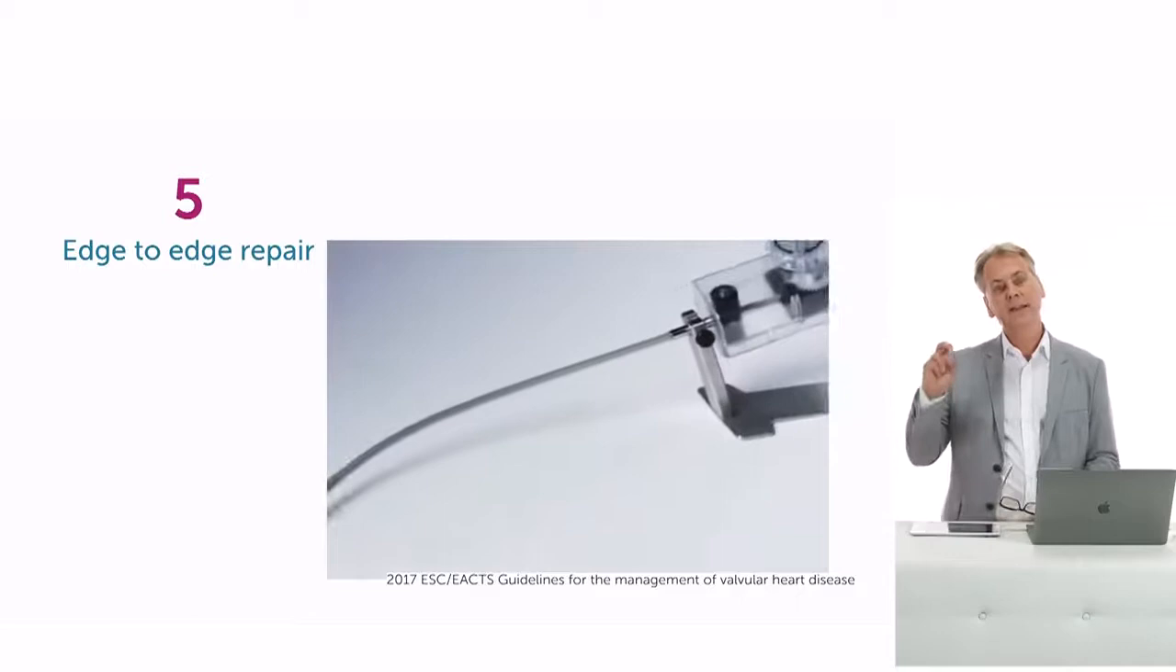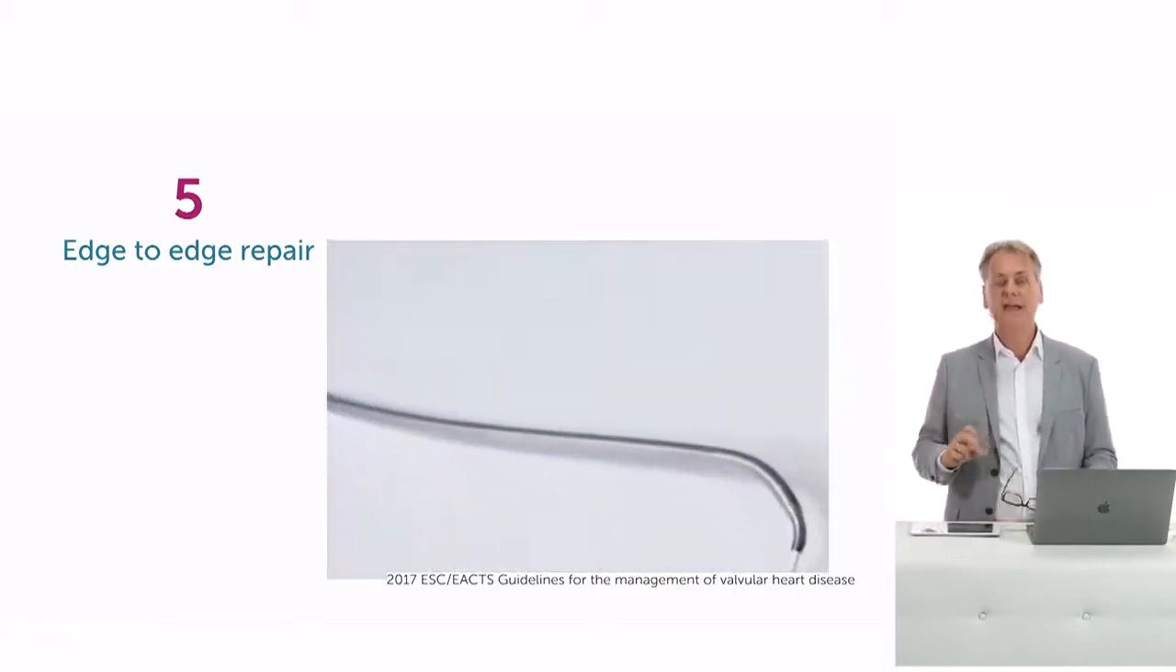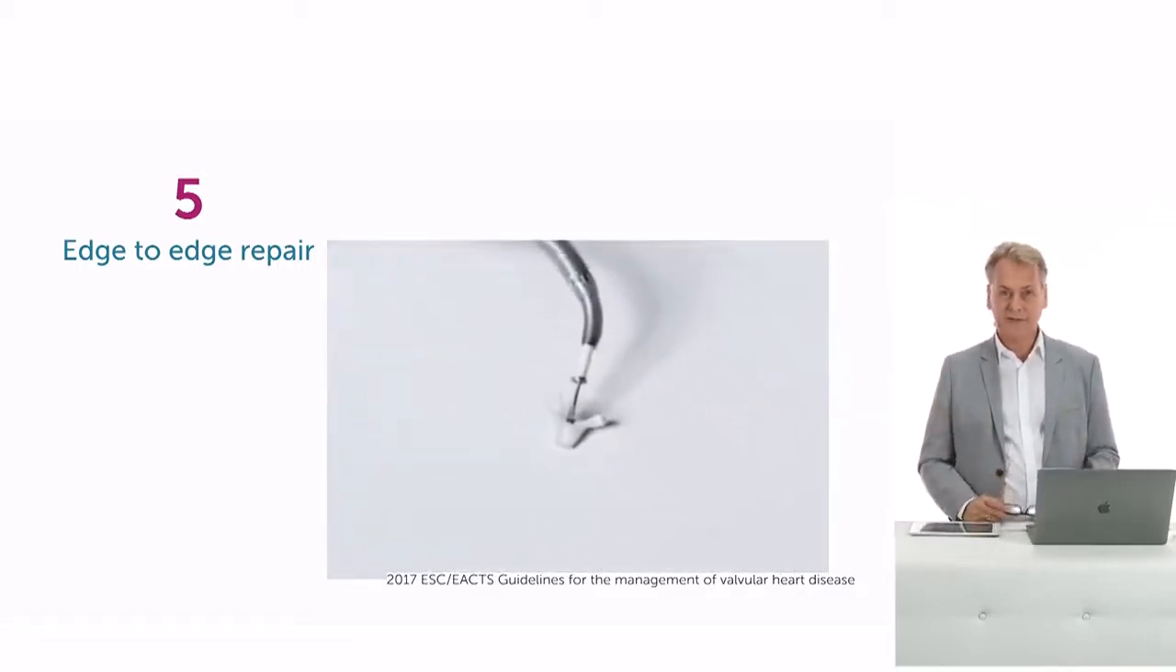In this situation, we can use the edge-to-edge repair. The procedure most of you are most familiar with is the MitraClip procedure, a procedure where we clip the anterior to the posterior leaflet and thereby cause coaptation of the leaflets and reduce mitral regurgitation.